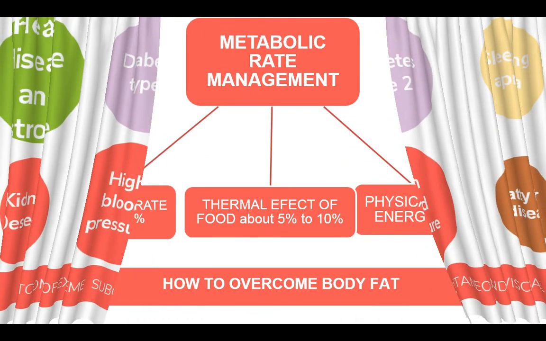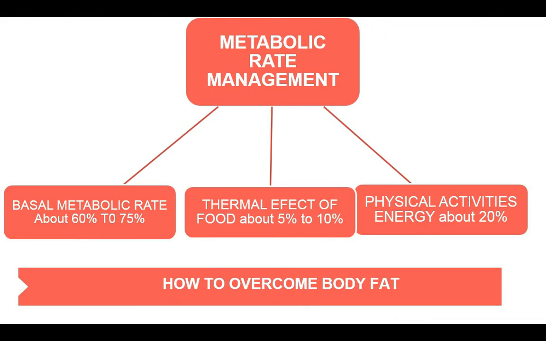There are different ways that you can overcome body fat, which are through metabolic rate management, exercise, and diet. Let's start with metabolic rate management, ways of overcoming body fats. Metabolic rate is divided into three: basal metabolic rate, thermal effect of food, and physical activities. Metabolism is a complex chemical process in the body that converts calories into energy, and the metabolic rate of converting food calories into energy can influence body weight gain or body weight loss. The higher the metabolic rate, the easier you can lose your weight and keep it off.